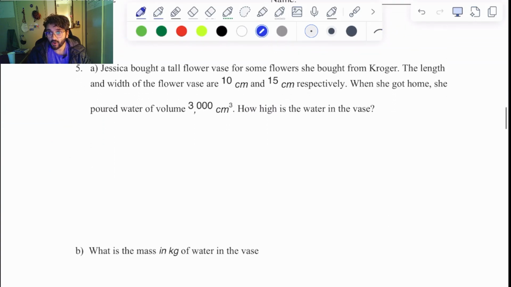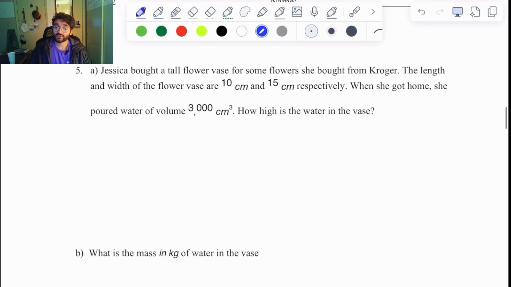Question 5 is, Jessica bought a tall flower vase for some flowers she brought from Kroger. The length and width of the flower vase are 10 centimeters and 15 centimeters respectively. When she got home, she poured water of volume 3000 centimeter cube. How high is the water in the vase? This is very similar to the yellow sheet question number 1 from first class of mechanics. Okay, so if you have done that, then you should be able to do this. If you have not done that, then maybe this will help.